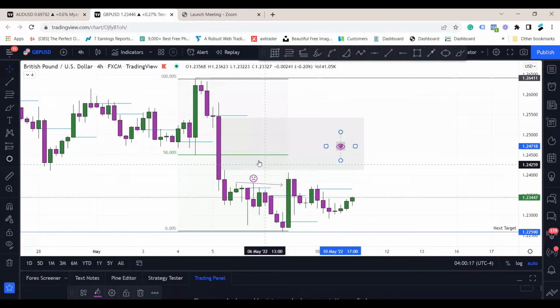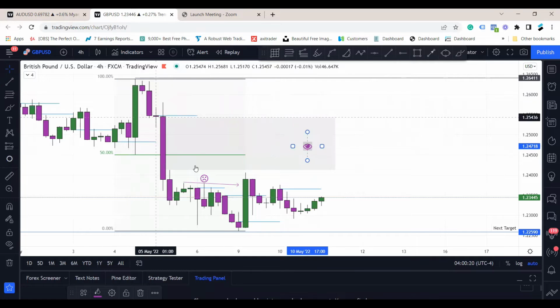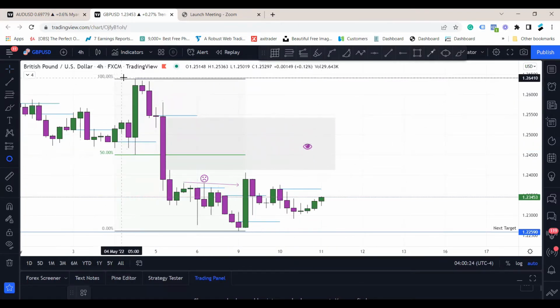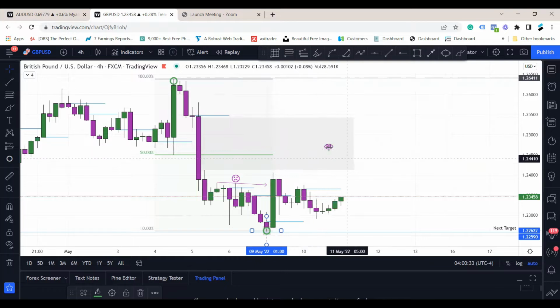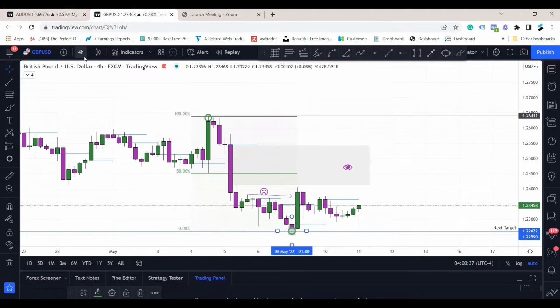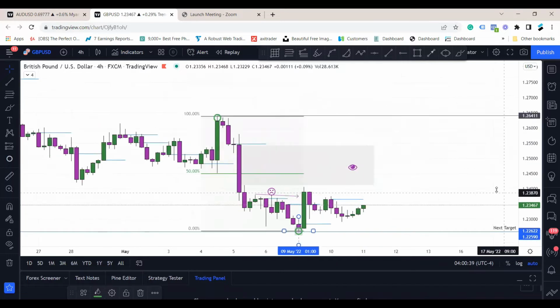I'm waiting for price to come up here. This happens to be the 50% price equilibrium of this entire swing. So I'm patiently waiting for price to come up here and looking to sell here. Now, to develop my bias, I go to my 4-hour time frame.